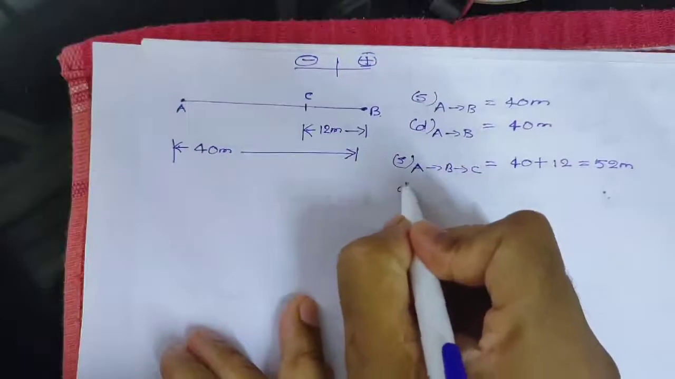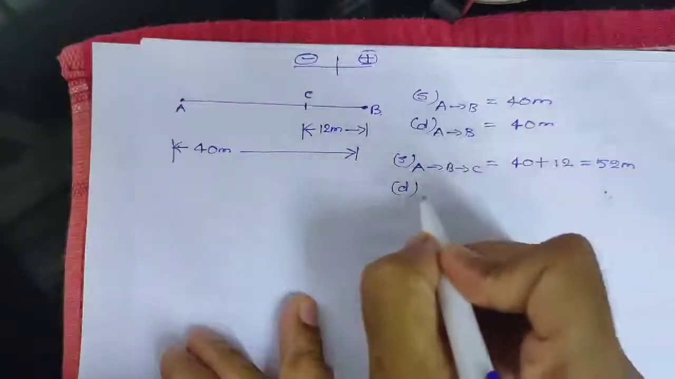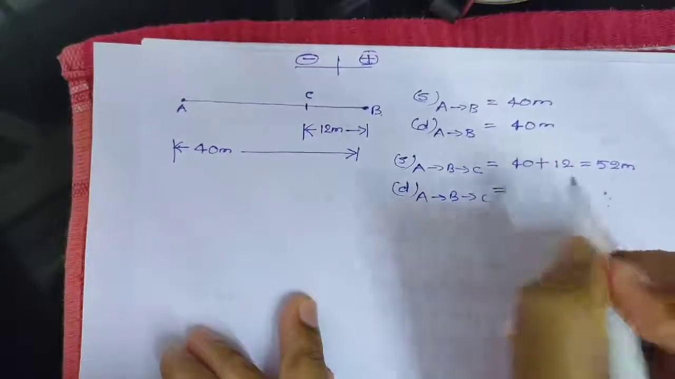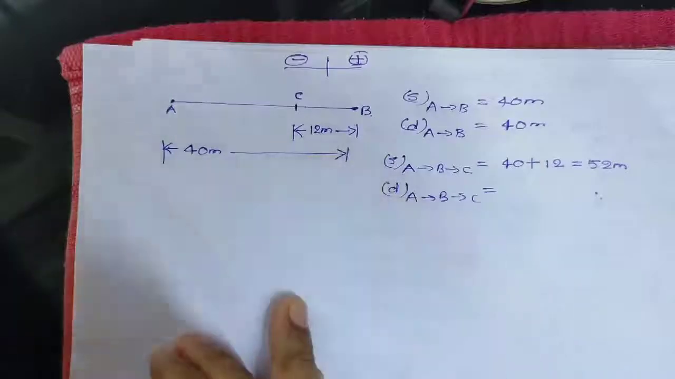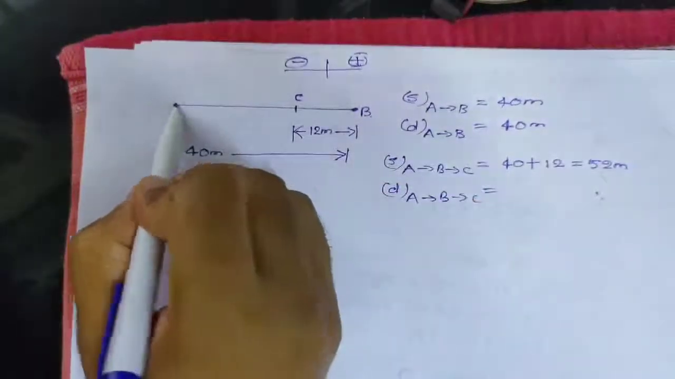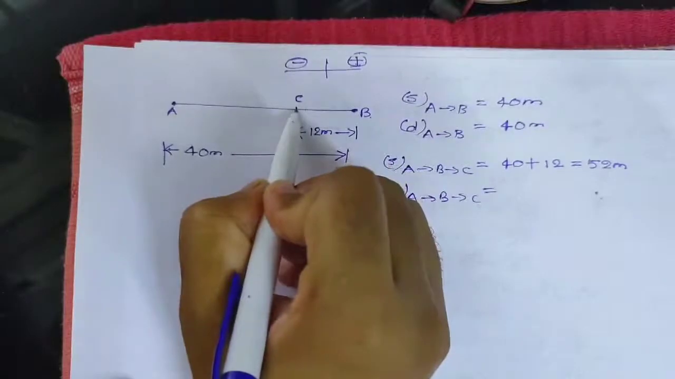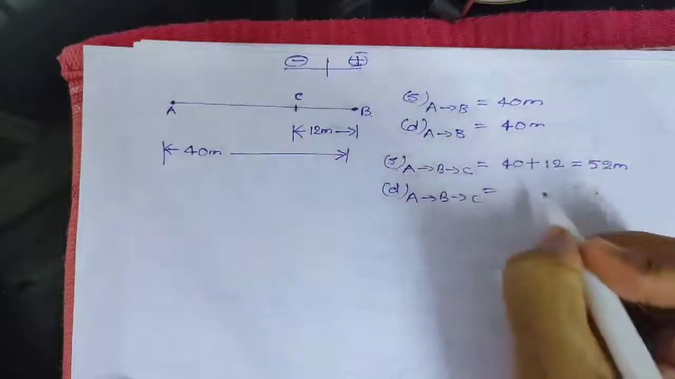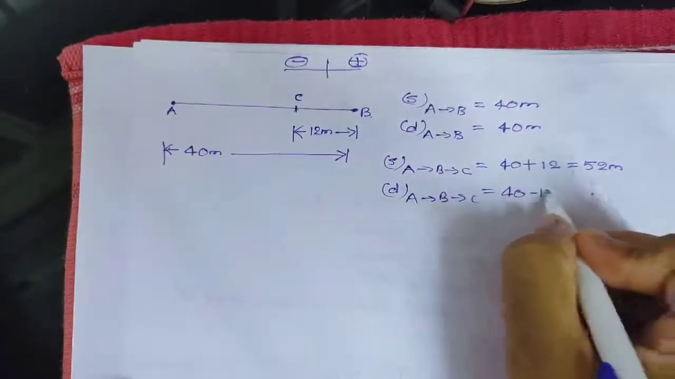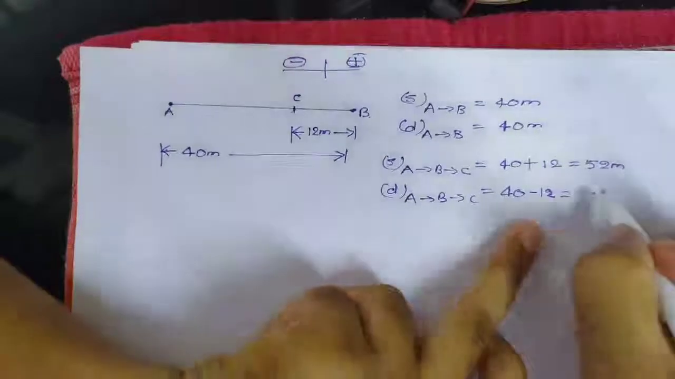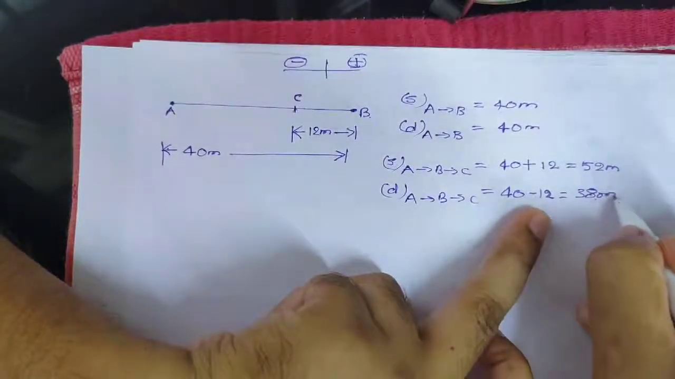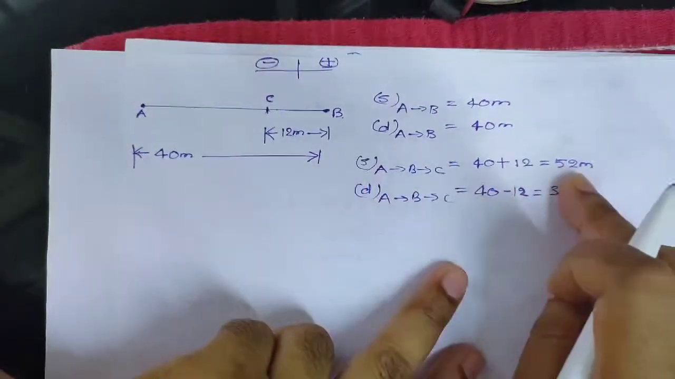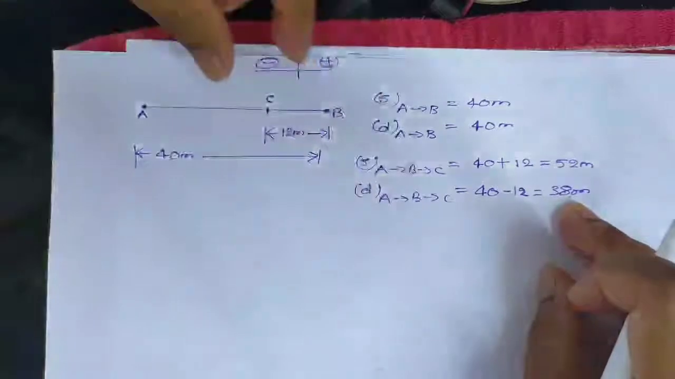And the displacement from A to B to C will be how much? What is the initial position of the object? This. What is the final position of the object? This. What is the shortest distance between A and C? That is 40 minus 12, so it will come out to be 38 meter. So do you see the difference between distance traveled and displacement? Distance is coming to be 52 and displacement is 38.